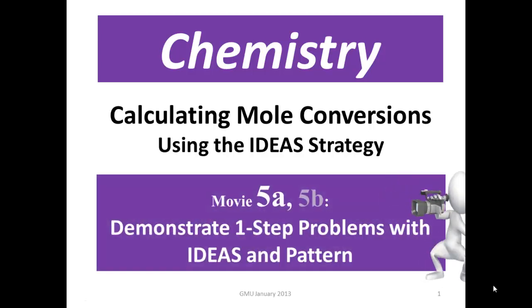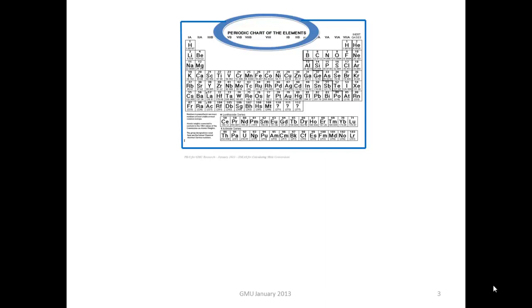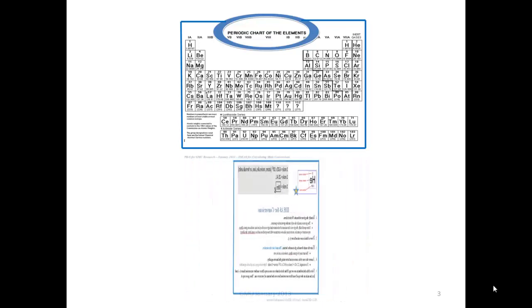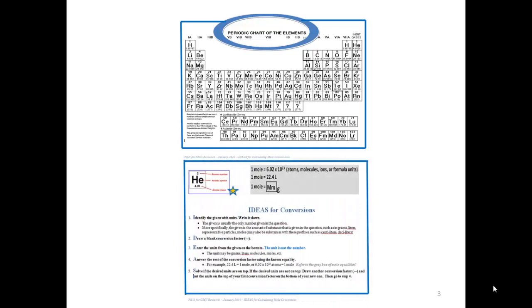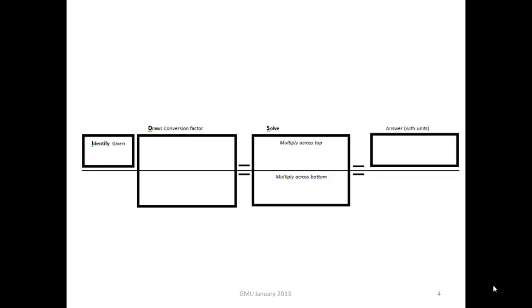This is movie 5A, where we'll demonstrate another one-step problem using our IDEA strategy and pattern. You'll want to refer to your laminated sheet that has a periodic table on one side and the IDEA strategy on the other, together with the gray box of mole equalities. We'll be using our pattern.